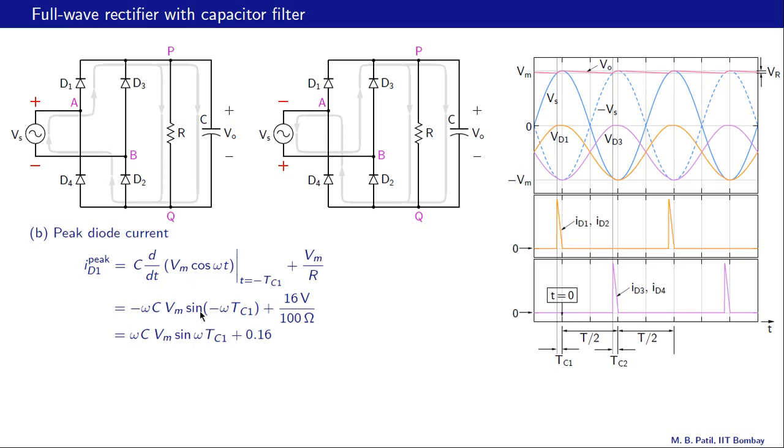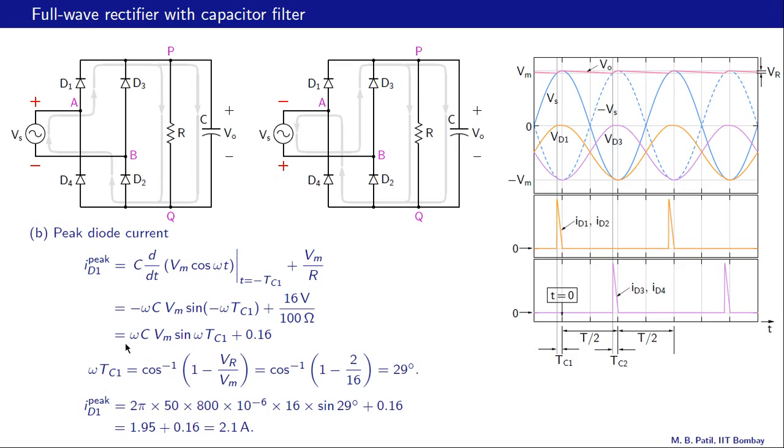So that is what we get, and the next step now is to find Tc1, and we do that following the same procedure that we used for the half wave rectifier. That is, we know that at this time, which is minus Tc1, the output voltage is Vm minus Vr, and therefore we can get omega Tc1 as cos inverse of 1 minus Vr by Vm, which turns out to be 29 degrees. So now we substitute this in the expression for ID peak.